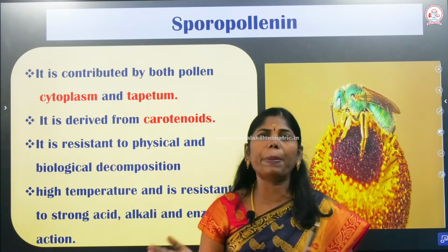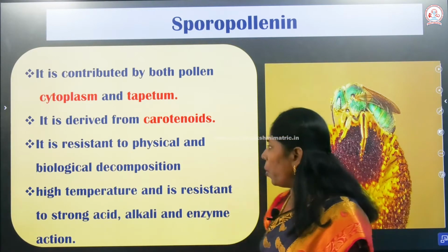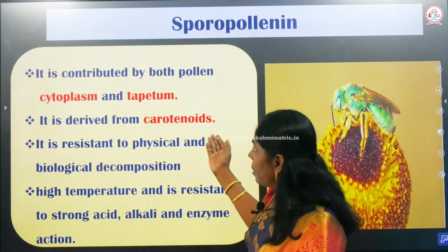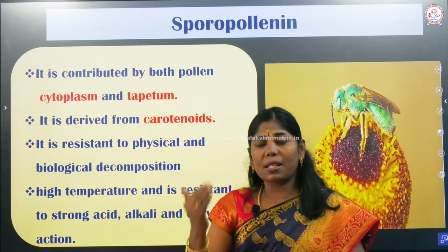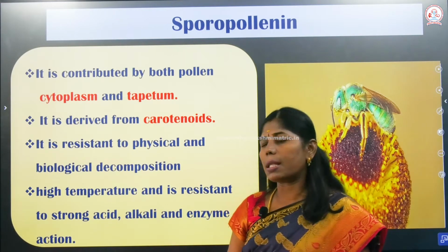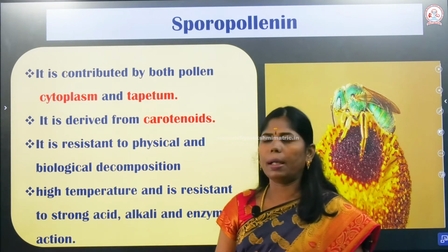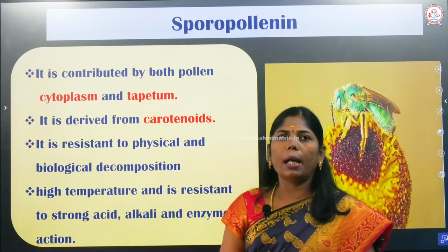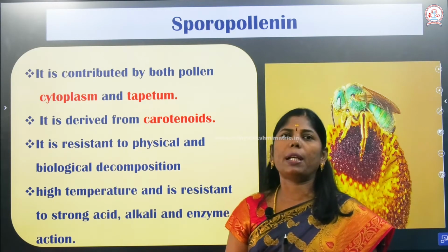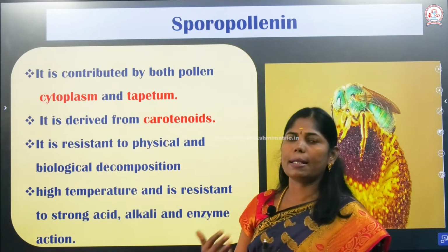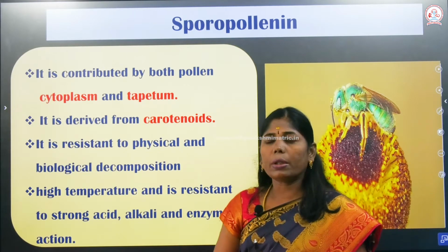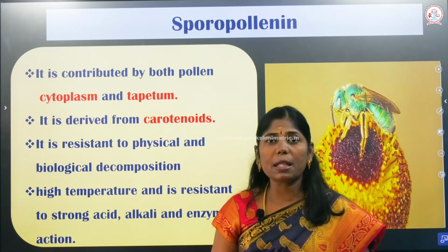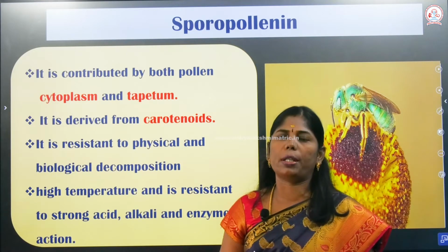Just recall and compare the sporopollenin and pollen kit. The pollen kit is contributed by the tapetum, but sporopollenin is contributed by the tapetum and cytoplasm. The pollen kit is chiefly made up of carotenoids and flavonoids, but this is made up of carotenoids. And this is resistant to physical and biological decompositions, can stand high temperature and is resistant to strong acid and enzyme actions. So it protects the pollen grains when they are stored for long periods. So we can easily preserve pollen grains.